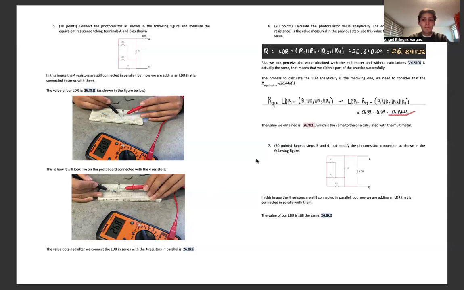And when we connected it with the protoboard, it also showed that the value was 26.8 kilo ohms. This was a little bit strange, but we compared it with what we did analytically and we got exactly the same value. So the multimeter also worked correctly for this part.